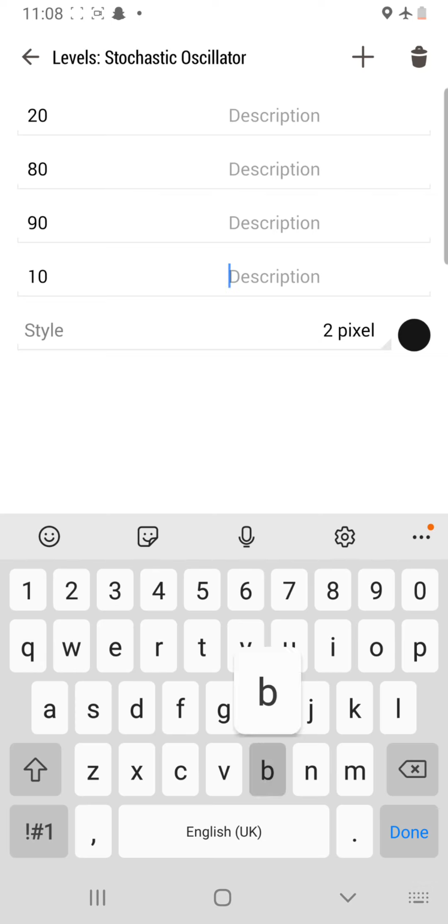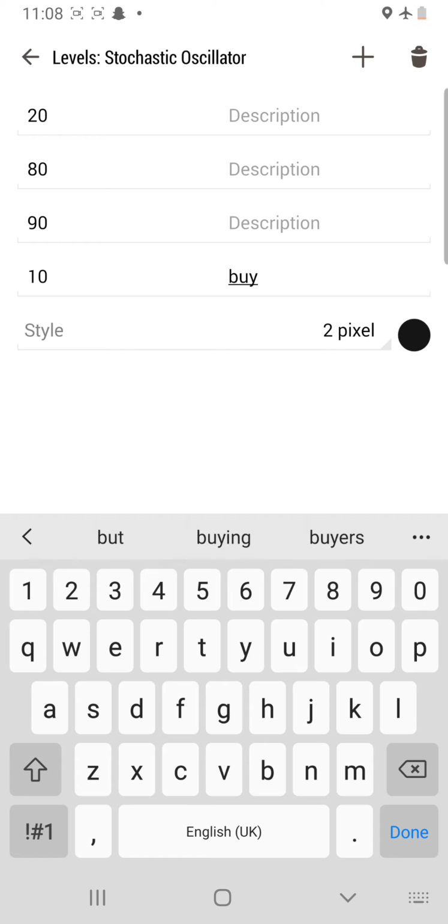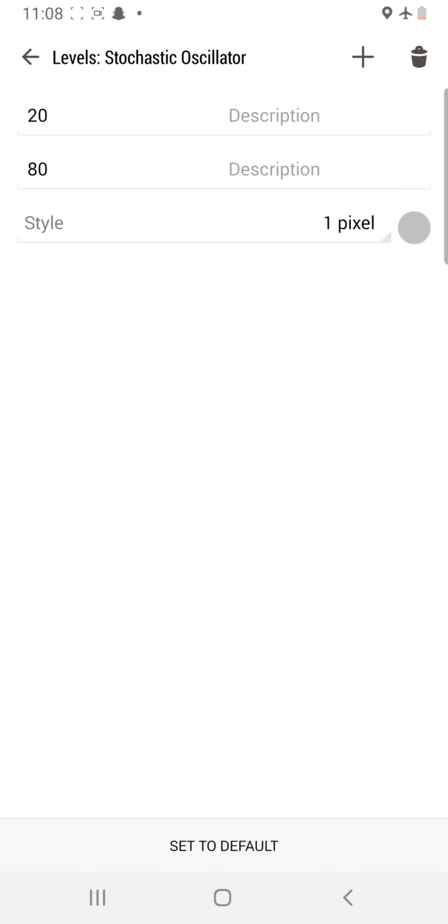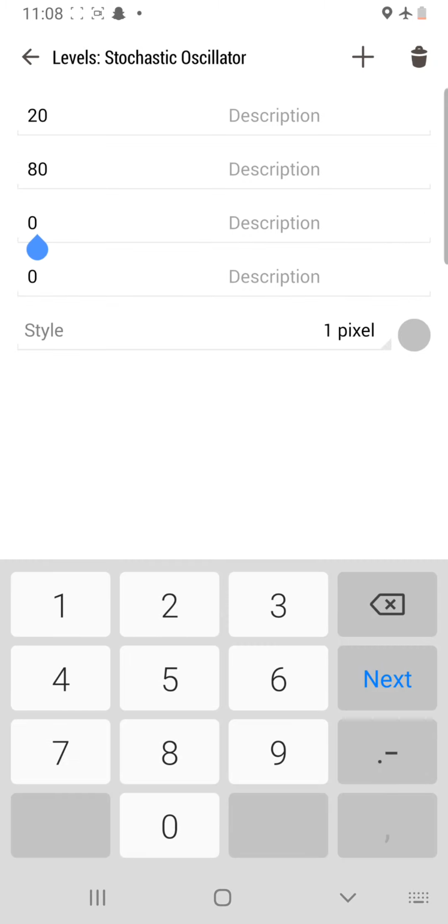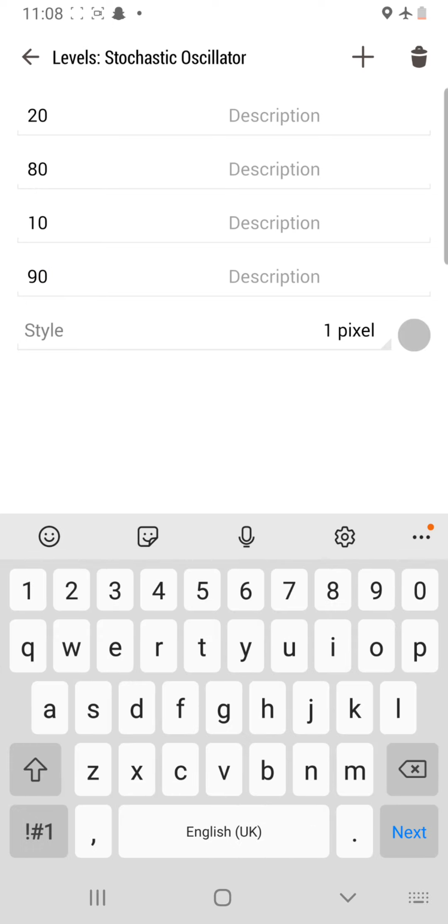I'll actually label this as a buy, and I'll also label my level 80 as a sell. Okay, so if I click next, done, I think I removed some levels there. Level 10, level 90, and we said our level 10 is our buy, right? And we said our level 80 is our sell.